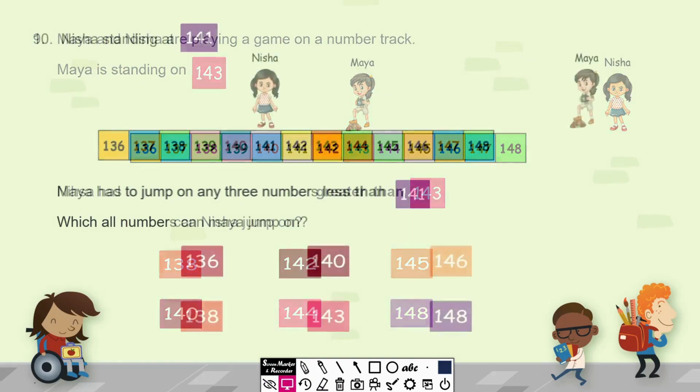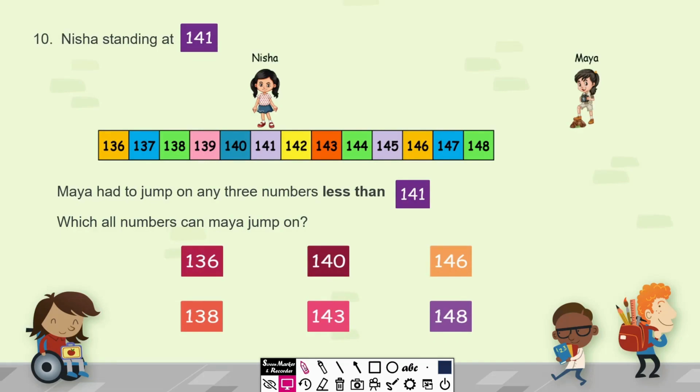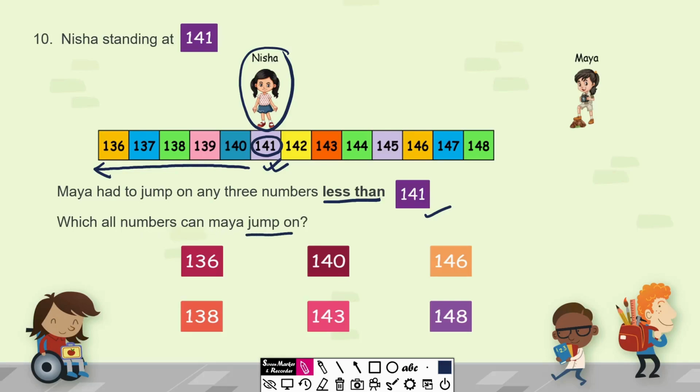Okay, let's see the next question. Nisha is standing at number 141 now. Nisha came to number 141. Maya had to jump on any three numbers less than number 141. How will we get numbers less than number 141? Tell me. Yes, we will start moving backward from number 141 to get all the numbers less than number 141. Right. Which all numbers can Maya jump on?